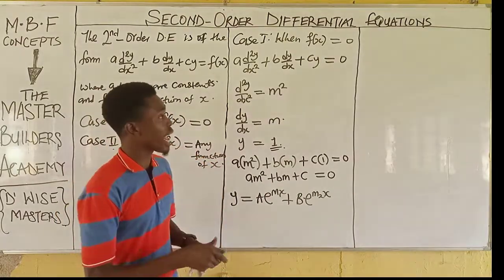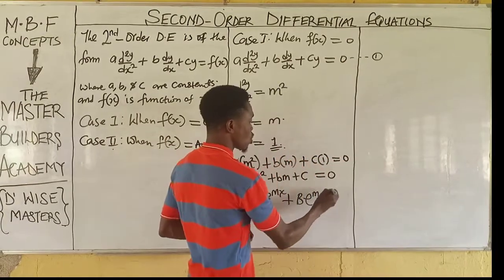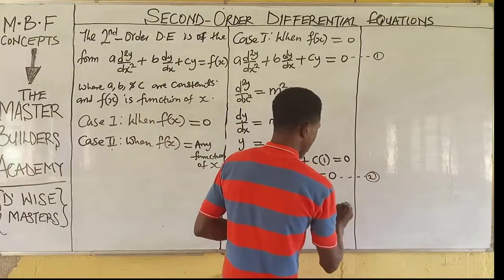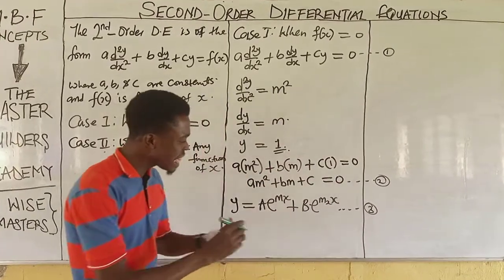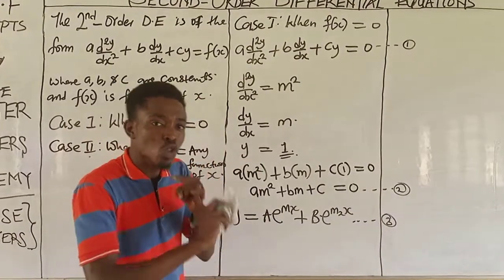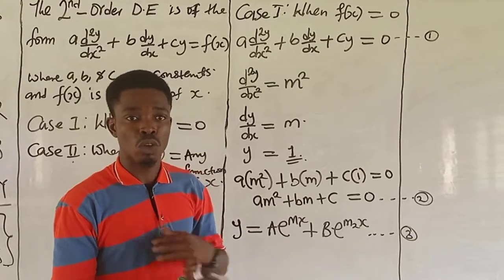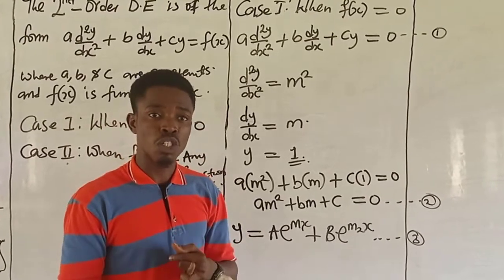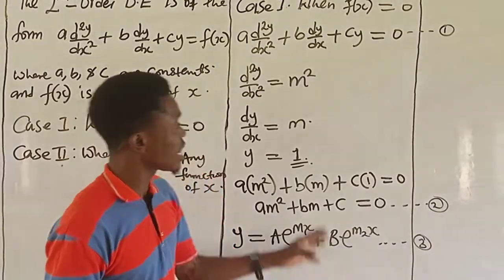So what do you need to know here? You need to know that this is equation 1, this is equation 2, and this is equation 3. These are the basic three equations that you need anytime you want to solve problems on the first or second order differential equation when the right hand side of the equation, f of x, is equated to 0. So these are the equations you need.